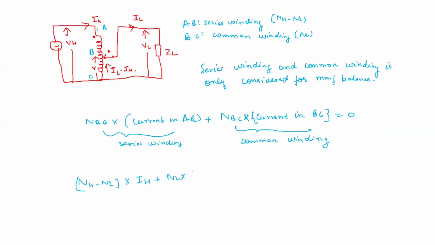And then the current in the BC branch, we have seen, is IL minus IH. But IL minus IH is in this direction. Because this current is entering the dot, for the MMF balance the current should leave the dot. So here also it is entering, so I'll write it as IH minus IL is equal to 0. If I simplify this, it will become NH into IH is equal to NL into IL. NL into IH here and NL into IH here will get cancelled. So this is what I'll get. So this is IL.